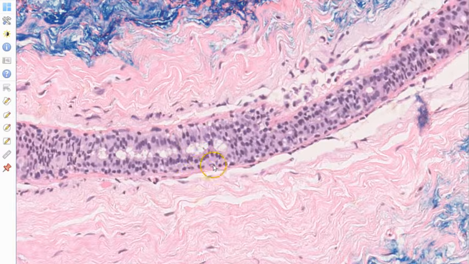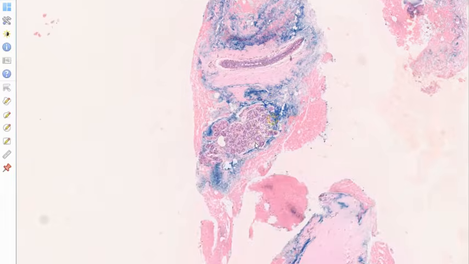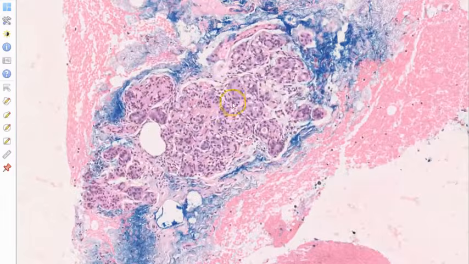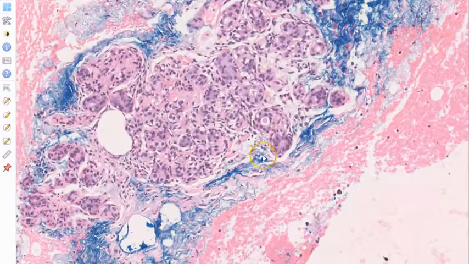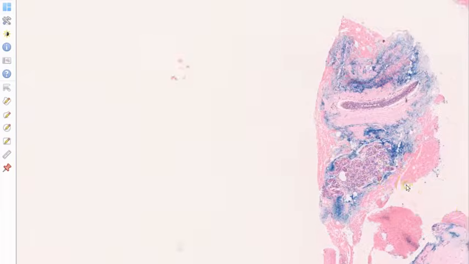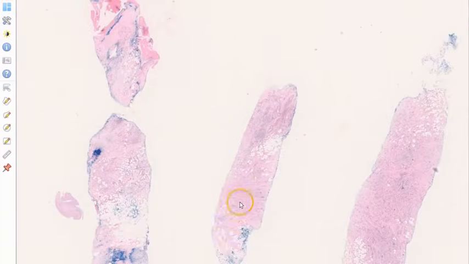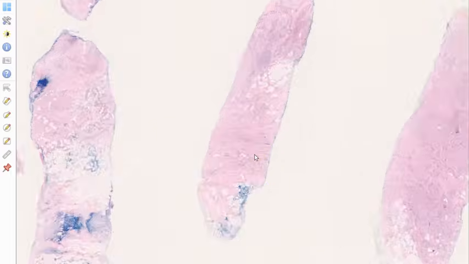epithelium with the luminal cells and the abluminal cells, or the myoepithelial cells. Here we can see a lobule of breast parenchyma, and these are the acini, which again are lined by bilayered epithelium. Let's now have a look at the abnormal areas, and I'm going to focus on this tissue piece.